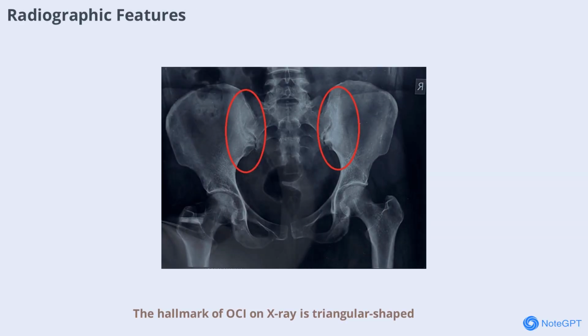Hallmark of OCI on X-ray is triangular-shaped sclerosis on the iliac side of the sacroiliac joint, without joint space narrowing, erosions, or fusion. These changes are usually bilateral, but can be asymmetric. The rest of the pelvis and lumbar spine are typically normal. Recognizing these radiographic features is essential for making the diagnosis and avoiding confusion with other joint diseases.